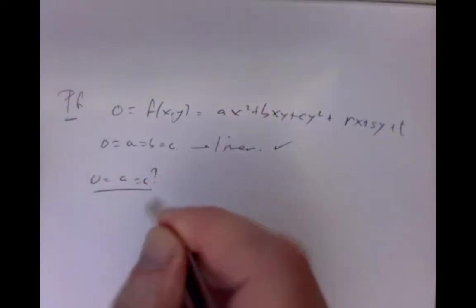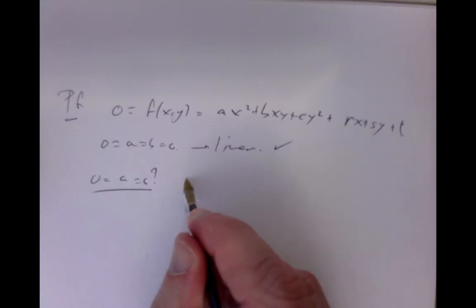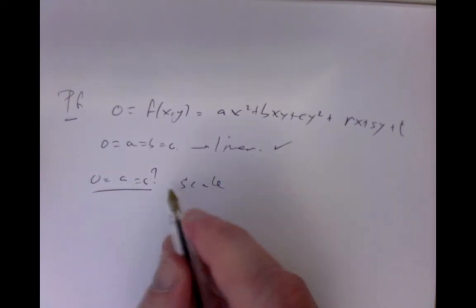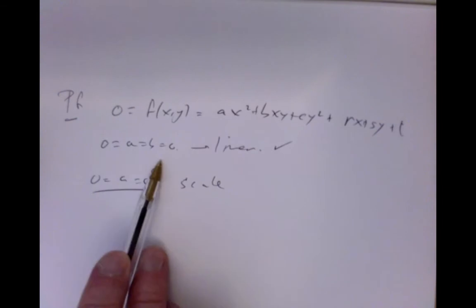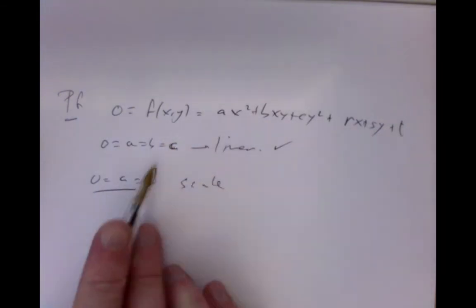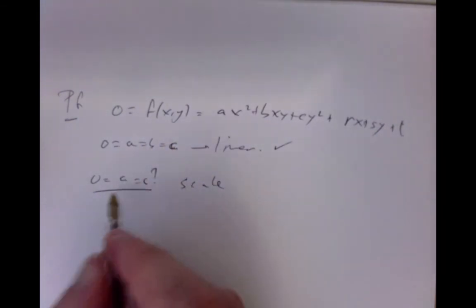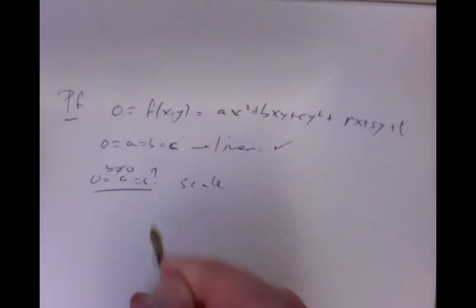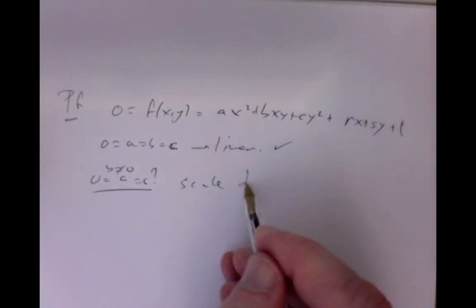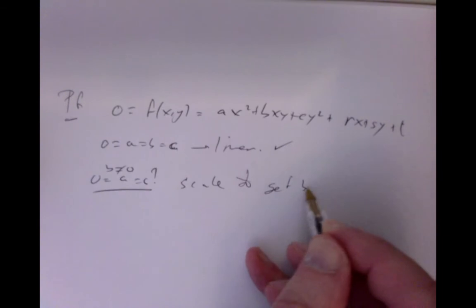What happens in that case? Then it would simplify. We could scale. We can assume, since we've already done a, b, and c all 0, that one of them is non-zero. If a and c are 0, let's suppose b is non-zero. And then we can scale both sides of the equation to get b equals 1.